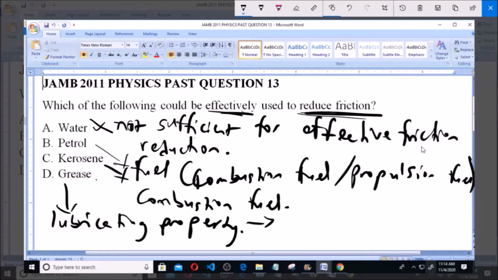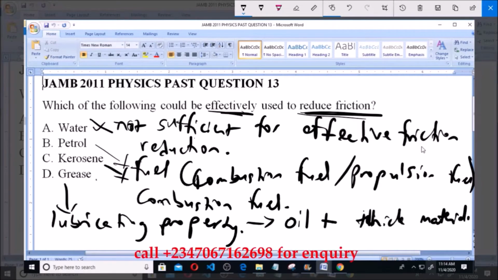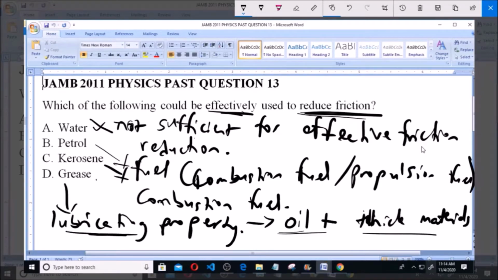Now, grease is made by mixing oil and other thick materials, and like we said, it's an effective lubricating material compared to the other three. So option D, which is grease, is the correct answer to this question.